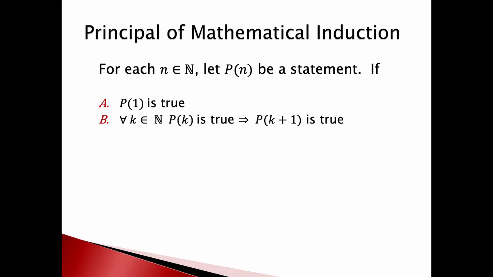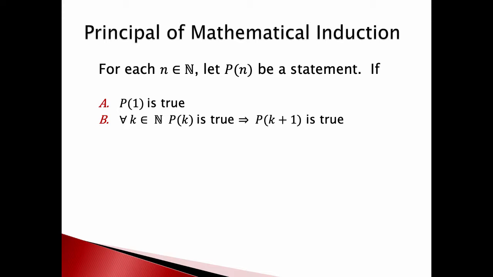So you can imagine it like this. The first condition, A, says that I can knock over the first domino. So imagine that I have a domino for each natural number stretching off into infinity, and each domino is the statement P sub k for some k is true. So if the first domino is true, the first statement is true, I can knock over that domino.